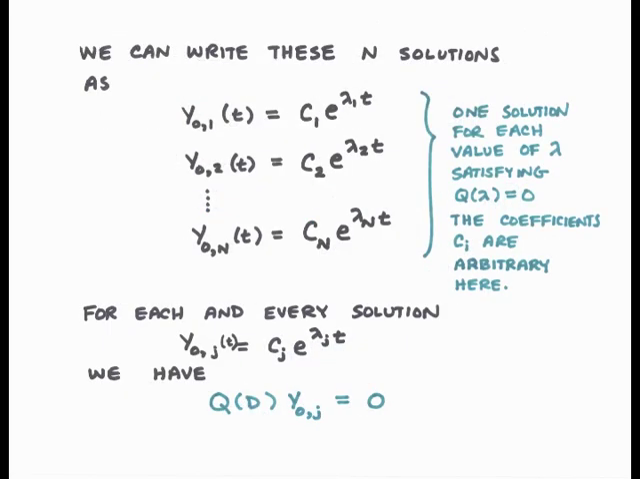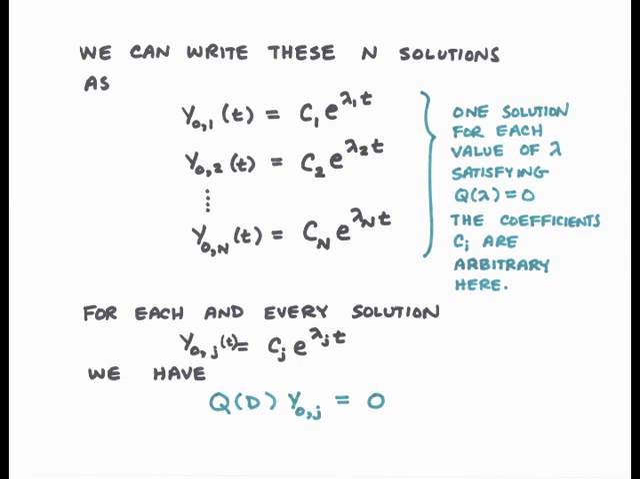Let's write out our n solutions to our linear differential equation with no input. We'll label them y01, y02 through y0n. y01 is equal to c1 e to the lambda 1 t, y02 equals c2 e to the lambda 2 t, through y0n equal to cn e to the lambda n t. You see we get one solution for each characteristic value, lambda 1 through lambda n. The c's here are just arbitrary constants. We'll solve for them later.